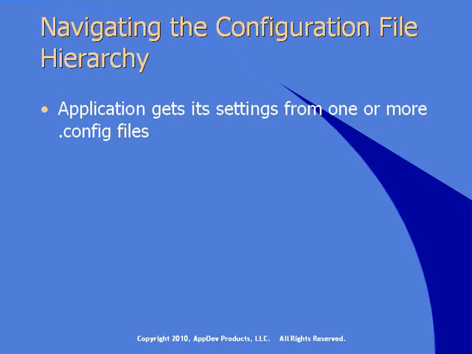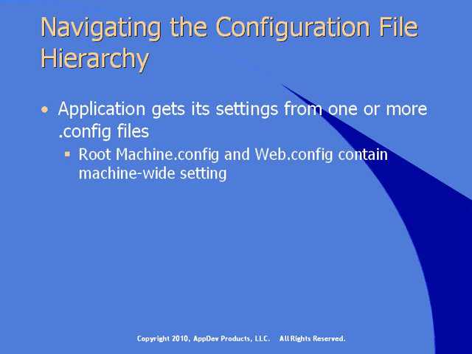All ASP.NET applications have at least 2 configuration files that provide settings, and most applications have at least one more. The root machine.config and web.config files contain machine-wide settings. Changes that you make to these files apply across the entire application server. And then you can have an application web.config file. Any settings that you make here, in most cases, will override the settings in the machine-wide configuration files. We'll talk more a little bit later about how all these configuration files fit together.